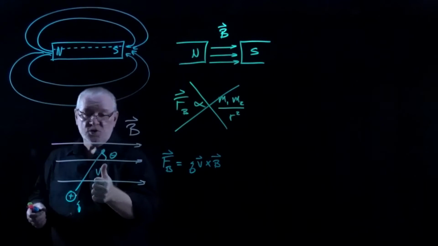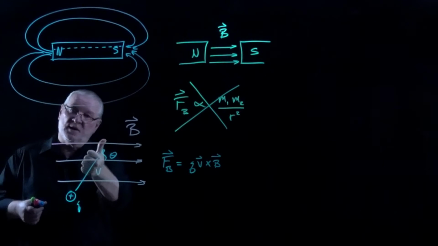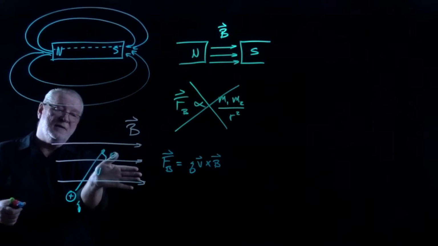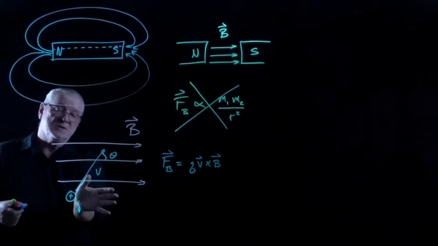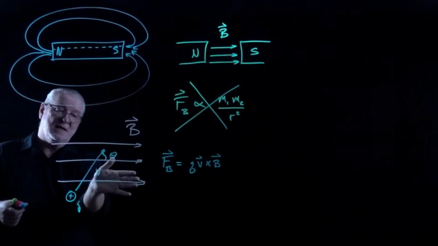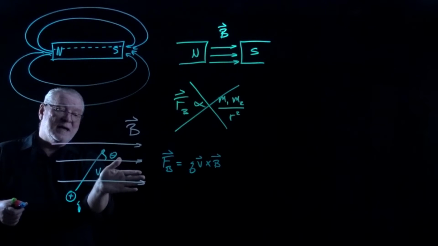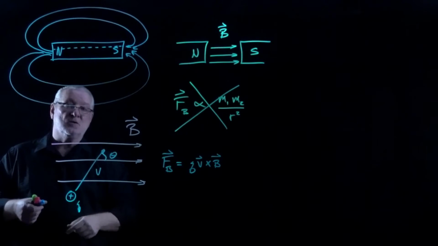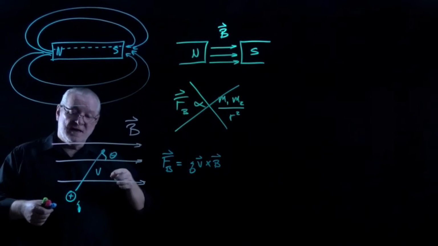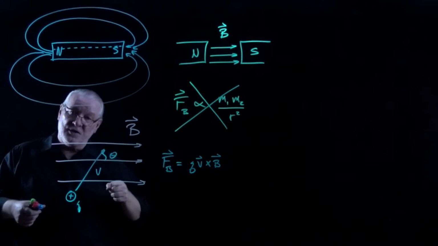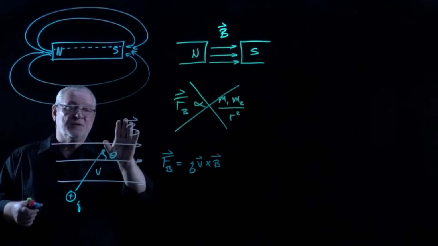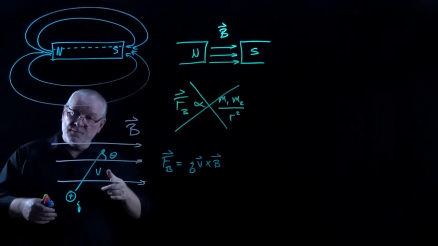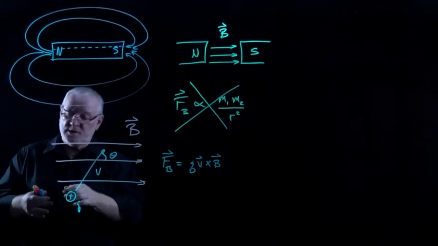What I want to do is first direct my thumb in the direction of the velocity. And then I want to move my fingers so that they are in the direction of the magnetic field. So that's thumb in the direction of the velocity, fingers in the direction of the field. Now if I curl the fingers of my right hand forward, that will point in the direction of the force. In this case, that force is directed in this direction, perpendicular to both the velocity and the field. Because for me, that's going into the board towards the camera.